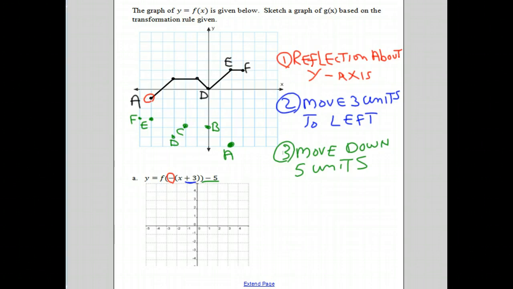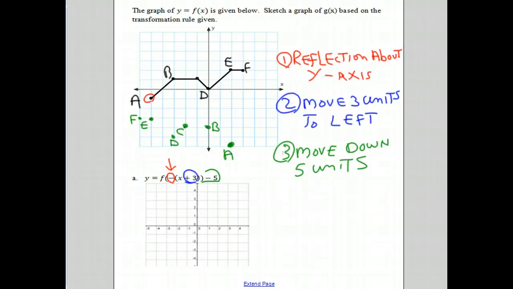So just to summarize, we'll notice in the transformations, the negative sign in f of negative x plus 3 minus 5, the negative sign means we're going to reflect each point about the y-axis. The plus 3 means we're going to be moving it to the left 3 units. And finally, the minus 5 means we're going to move it down 5 units.